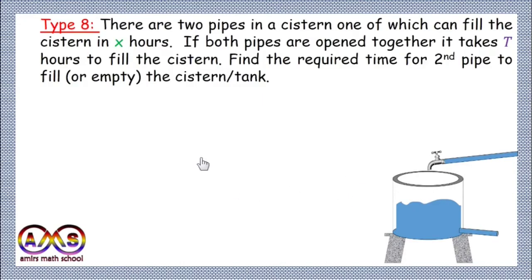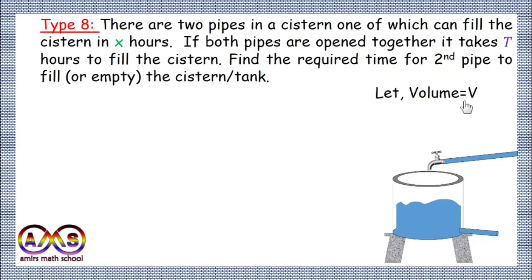Now type 8. There are two pipes in a cistern, one of which can fill the cistern in x hours. If both the pipes are open together, it takes t hours to fill the cistern. Find the required time for the second pipe to fill or empty the cistern or tank.